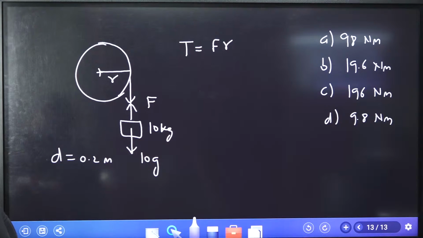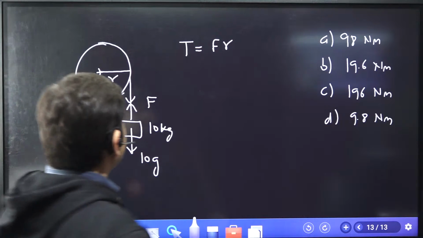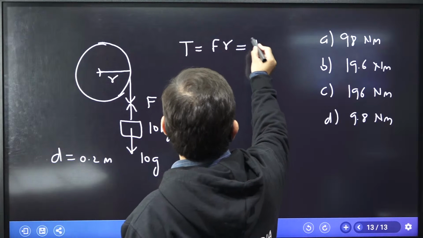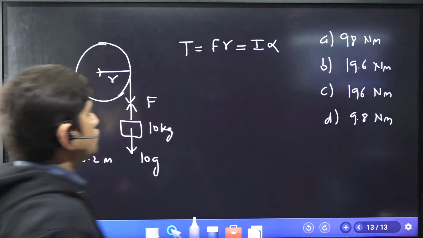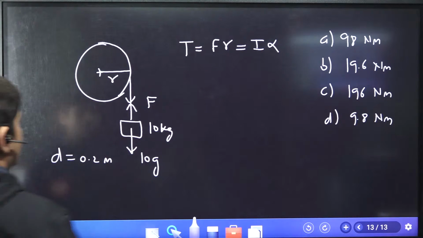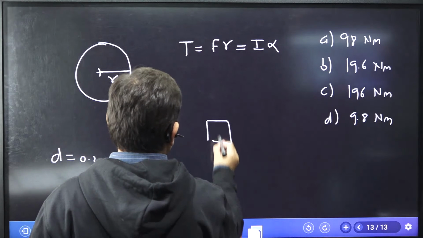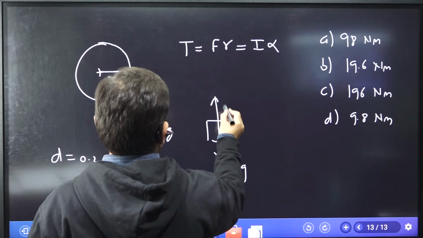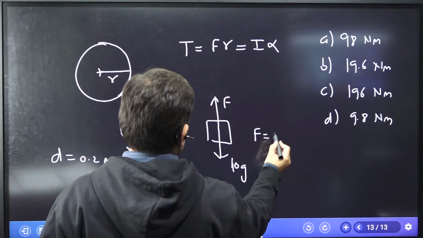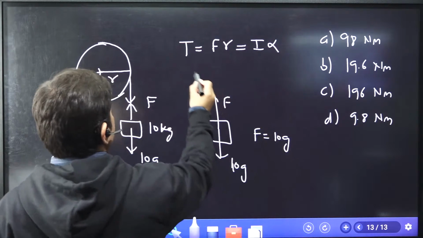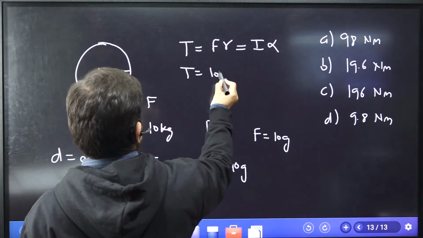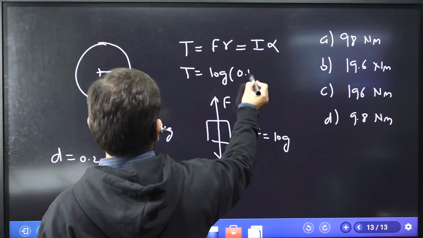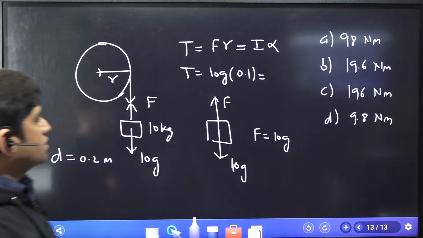But this particular torque, this force which we want to find out, is also equal to I into alpha. Now can you tell me the free body diagram of this? Yes, 10g. And this is the force. It is not moving, so it is 10g. So what is the torque acting? 10 into g into r. R is 0.1. What is the answer?